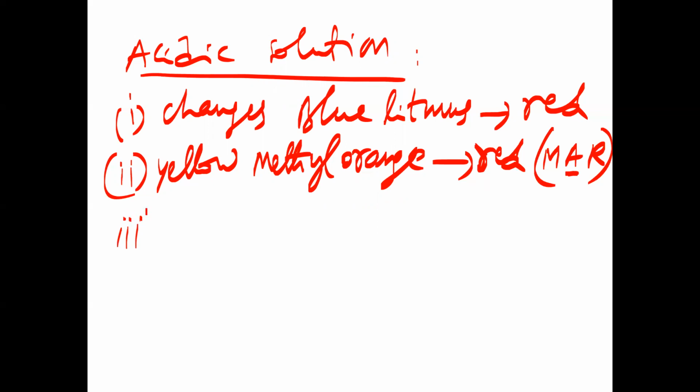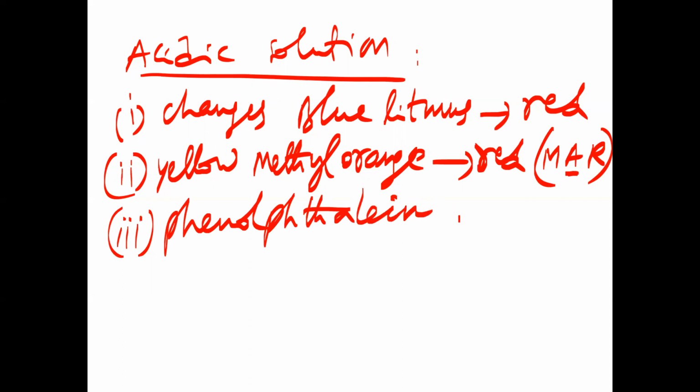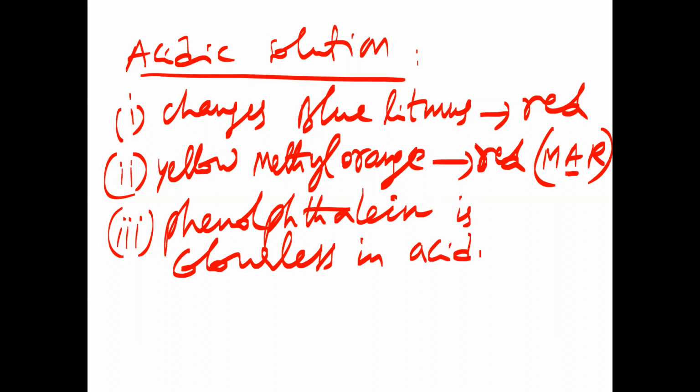And next, what we have to understand: one more indicator other than methyl orange is phenolphthalein. Phenolphthalein is colorless in which medium? Acidic medium. Phenolphthalein spelling: Phenol, PHTHALEIN. Phenolphthalein is colorless in acidic solution. In acidic solution, the phenolphthalein will always remain colorless.